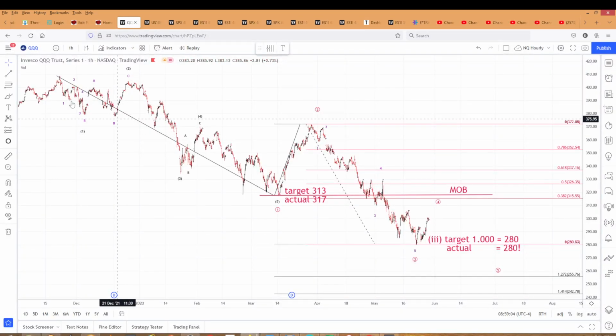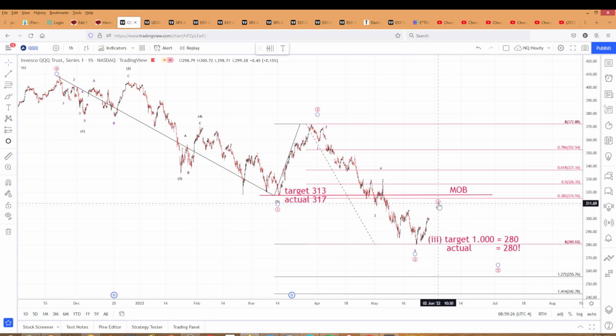This is an hourly chart of the QQQ, just like the NASDAQ. It topped back here in November. We have wave 1 down in red circle. You can see our target was 313. The actual was 317. There's wave 2 up. Wave 3 target was 280. Direct hit, 280. Okay, that's wave 3.